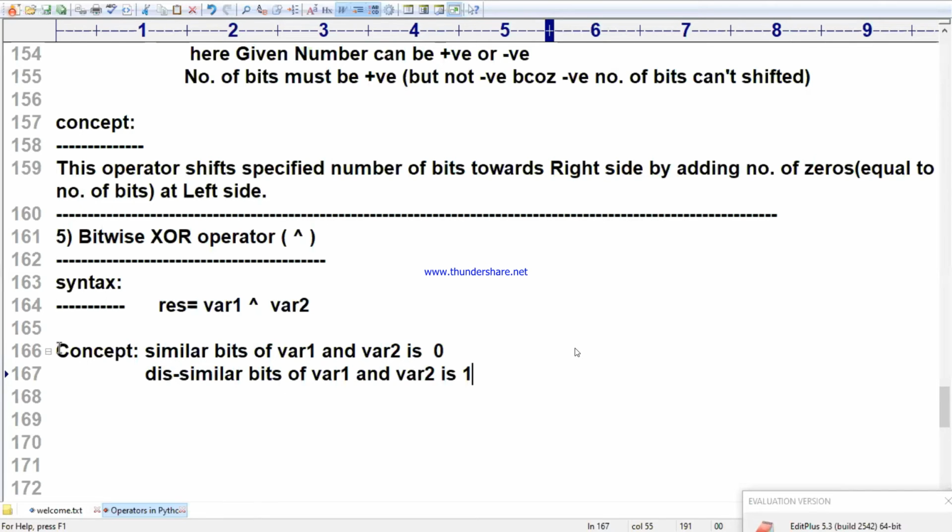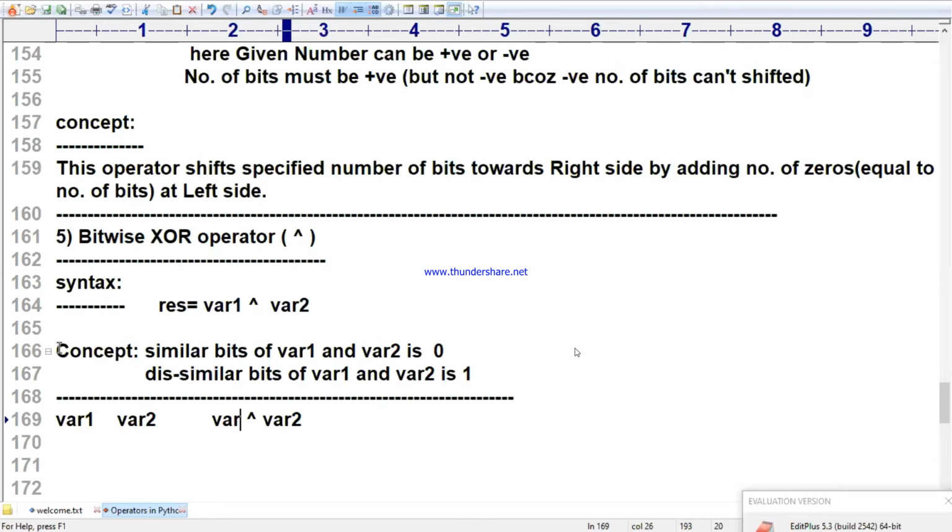See how the interviewer is twisting it. You can't imagine it. Now you understand. I will show you a table. See the table. Don't write anything. VAR1, VAR2 and VAR1 cap symbol VAR2.